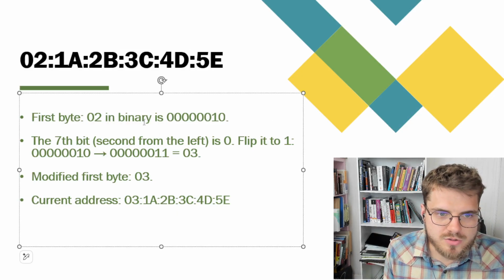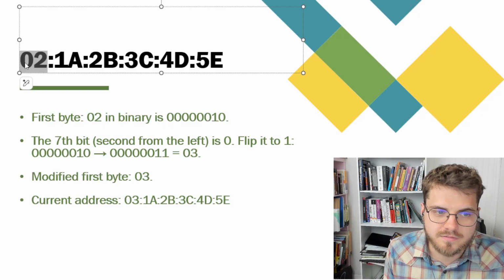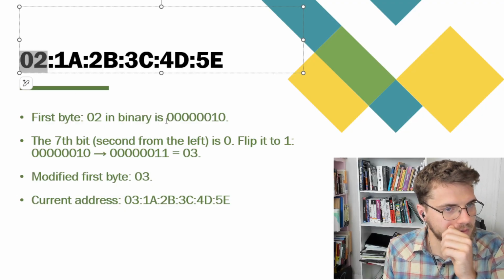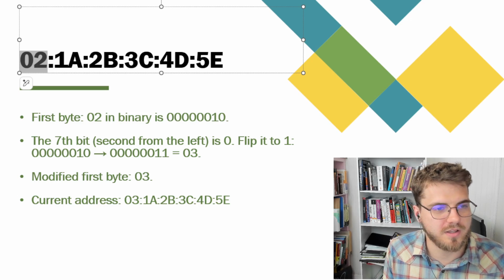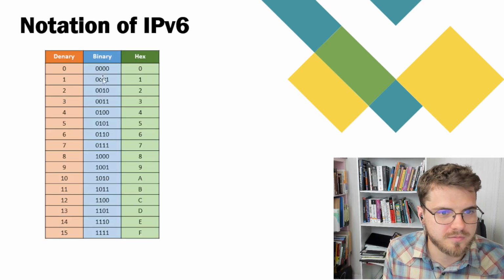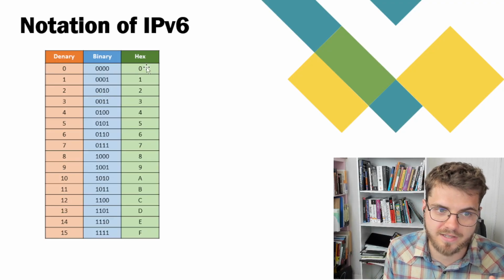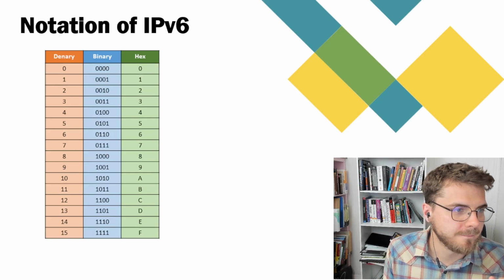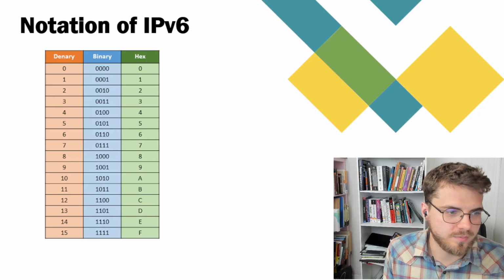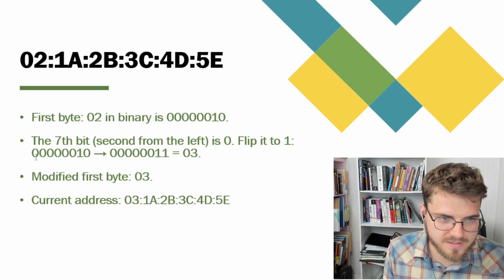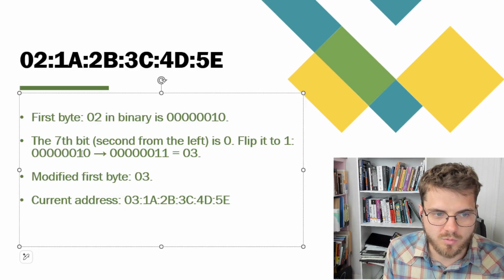And so the first byte is 02. So we convert the first byte to binary. The binary of 02, if we go all the way back to here, is six zeros, 1 0. So that's 02 if you look at the hex and the binary, right? So back to this example, the 02 becomes six zeros, 1 0. And we're going to flip the 7th bit.